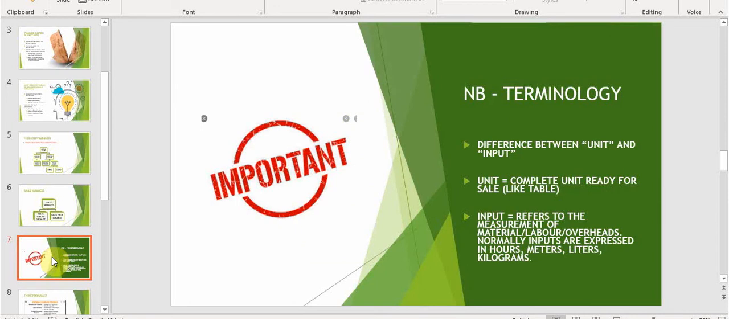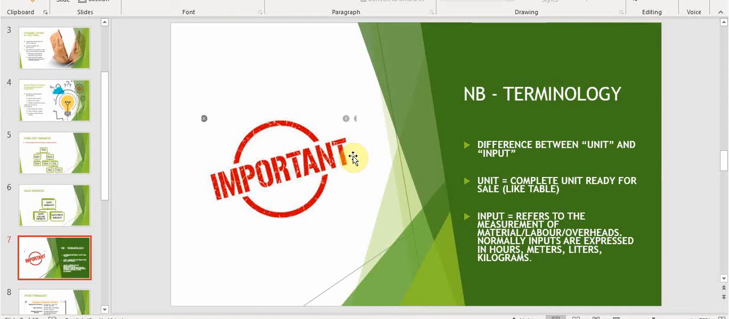Important terminology that I just want to bring under your attention. It is very important for you to understand the difference between the words unit and input. So a unit refers to a product that is ready and complete and can be sold and distributed to the customer. That is what I talk about when I say a unit.